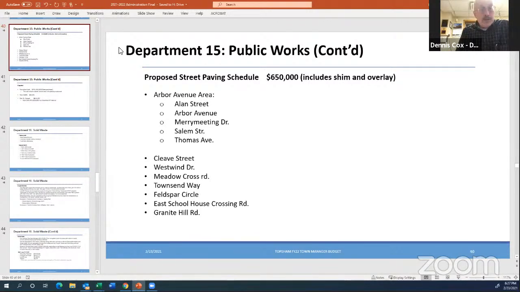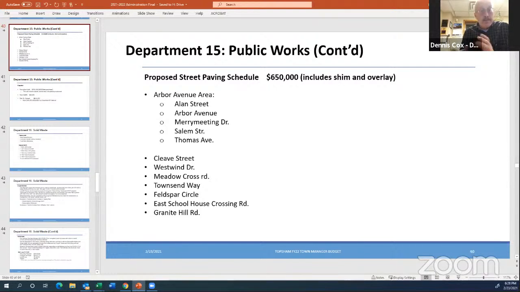West Wind is a street that's starting to show its age. It's got some cracking going on and some drainage issues. We'd like to fix them. We'd like to get that overlaid and taken care of before it becomes a rehab street instead of just a resurface. Meadow Cross Road is the continuation of paving that was done in the past year or two on Meadow Cross Road. This will finish that up.